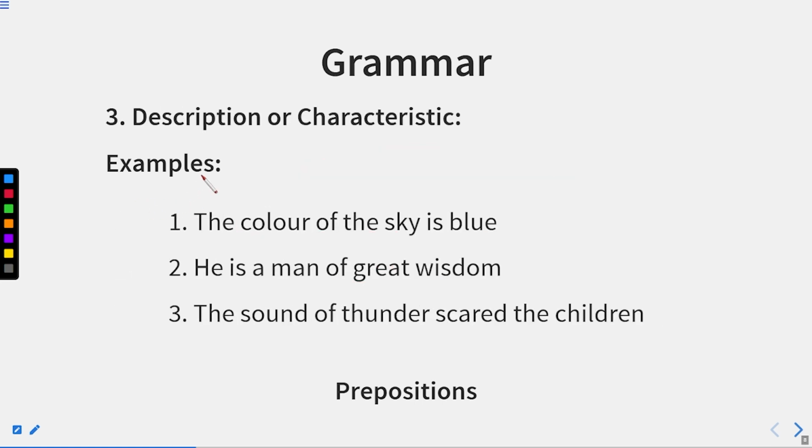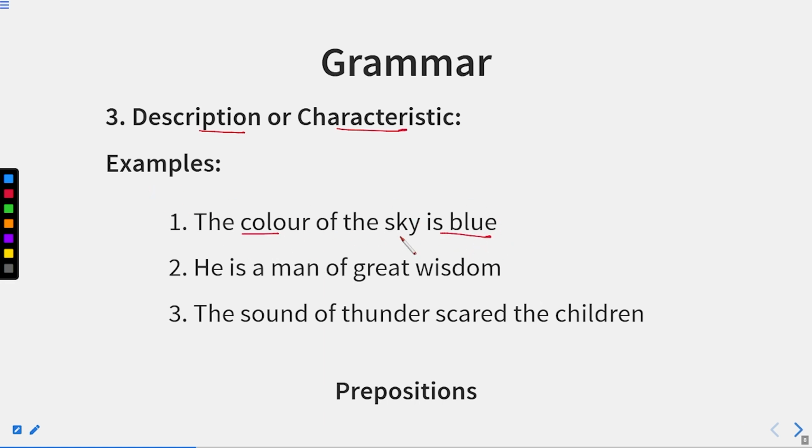Now, to show description or characteristic. Whenever we describe the characteristic of a person or a thing, we can use preposition of. How? The color of the sky is blue. It means we are talking about the color of the sky and it is blue. So, the description of this color is blue.